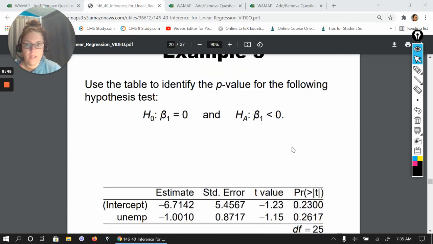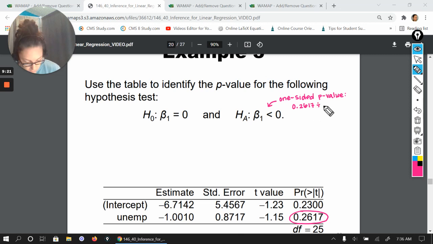Example 3 says use the table to identify the p-value for the following hypothesis test. So when we want to just test when b1 is less than 0, not when b1 is not equal to 0, that's when we have the one-sided p-value that we calculated earlier. So we can either do our tcdf formula and not multiply it by 2, or we can just take the two-sided p-value that's given here and divide it by 2.